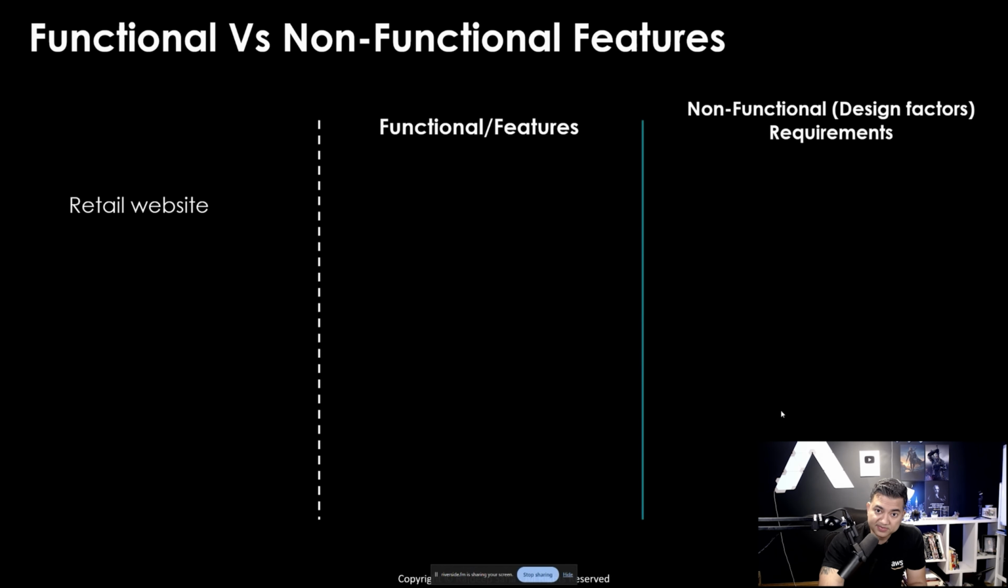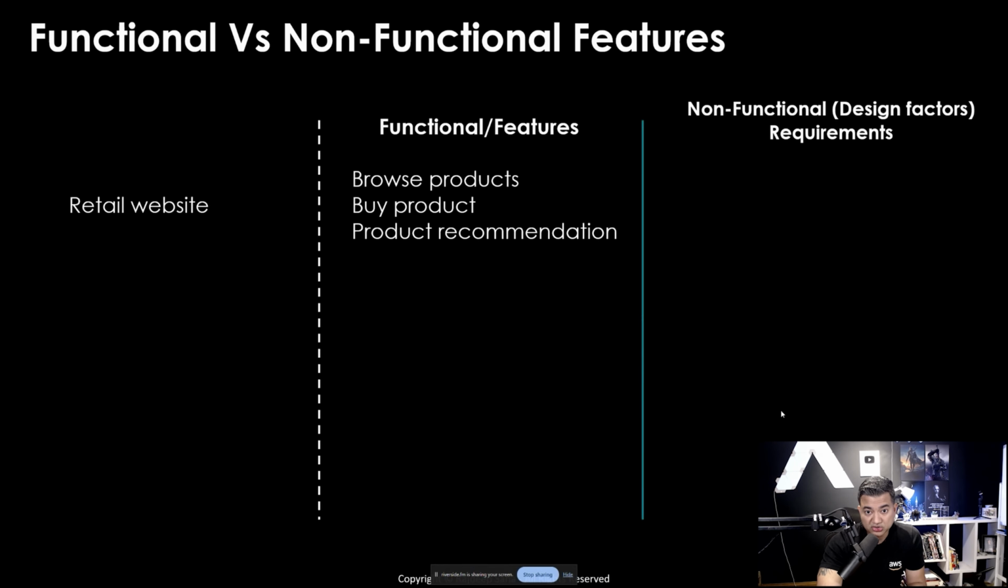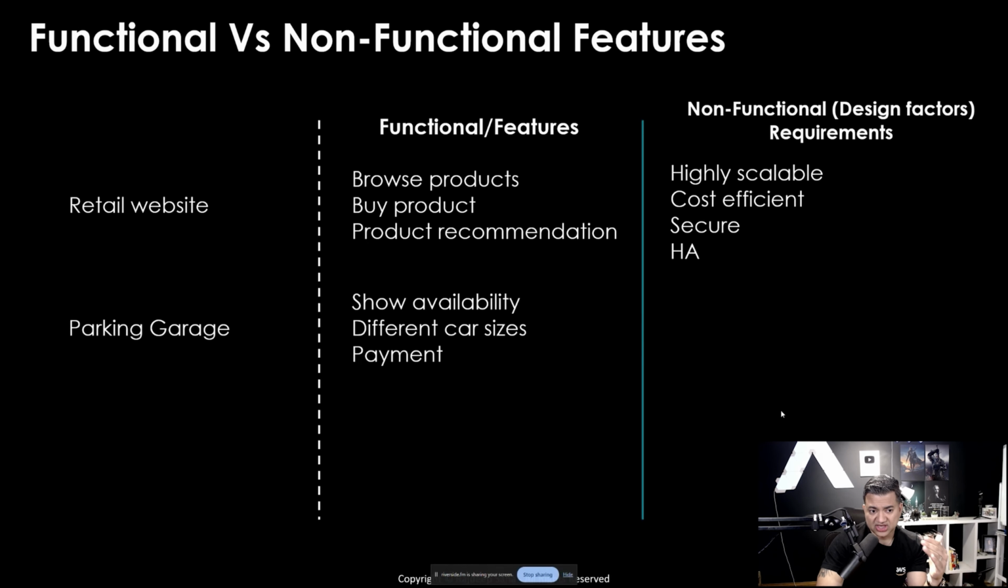So for a retail website, some of the features could be browse product, buy product, product recommendation, and some of the architecture factors or design factors could be it needs to be highly scalable, must be cost efficient, must be secure, right? Because that's where all your payment information is. It should be highly available. Similarly, going forward, I'm going to say one more and then I'm going to move forward.